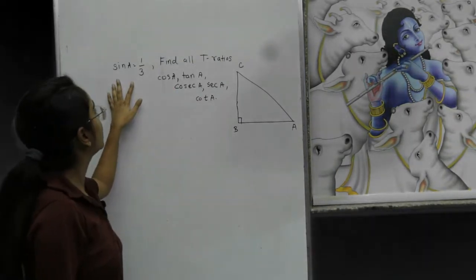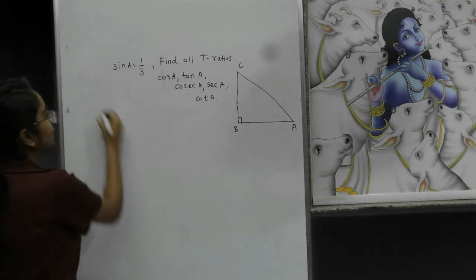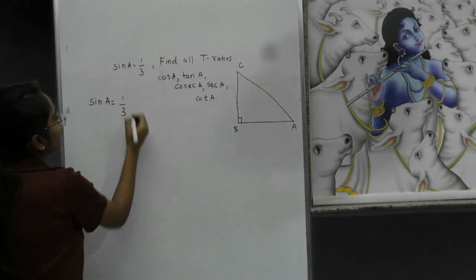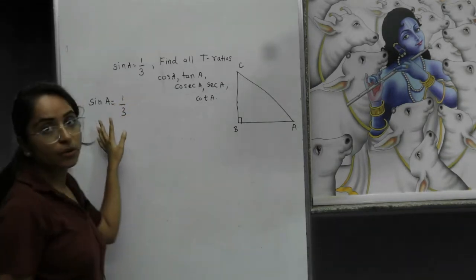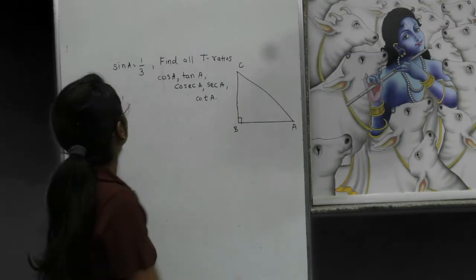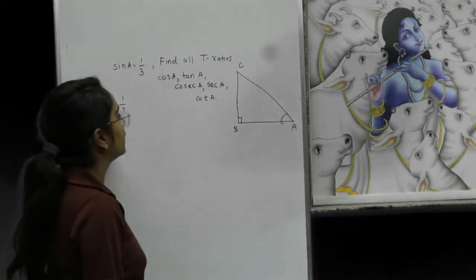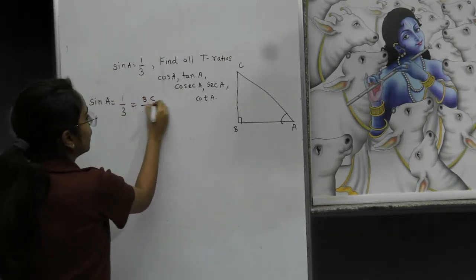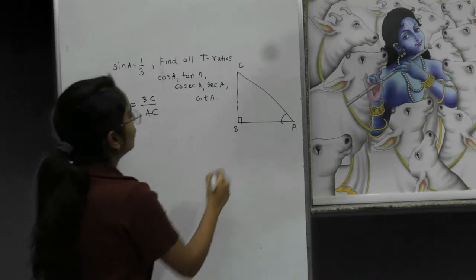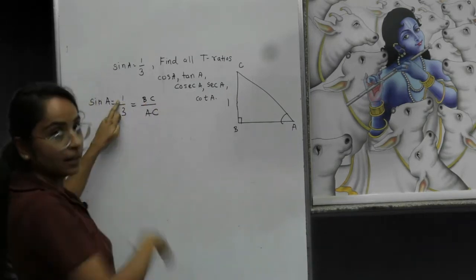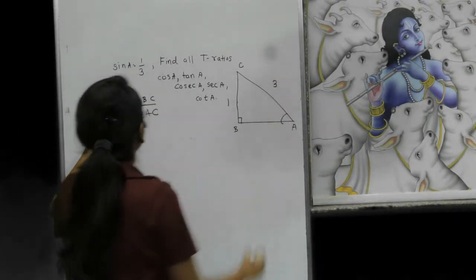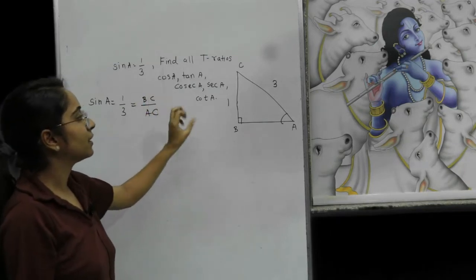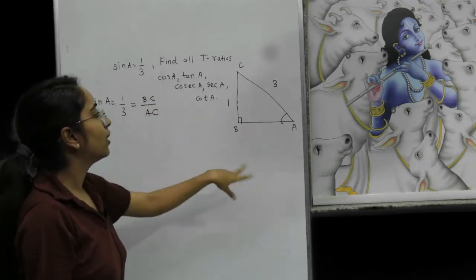Here we have been given sin A. Sin A is 1 upon 3, it has been given. The formula for sin A is opposite upon hypotenuse. So we will write it as BC upon AC. Thus from the equation we get the value of BC as 1 and AC comes to be 3. So now we have two values. For solving all the trigonometric ratios, we need to know all three sides.